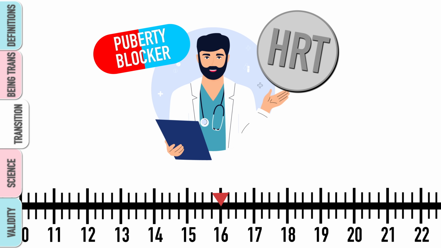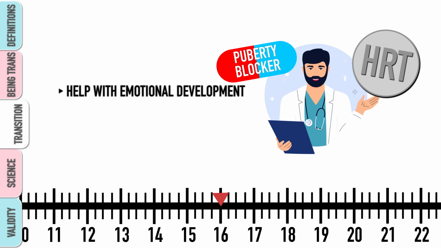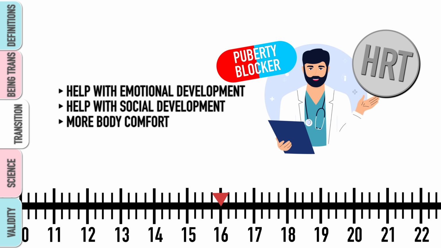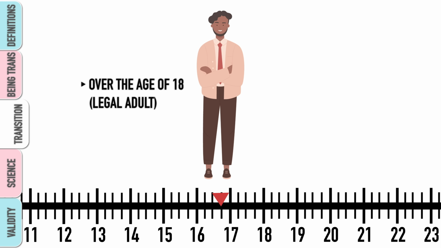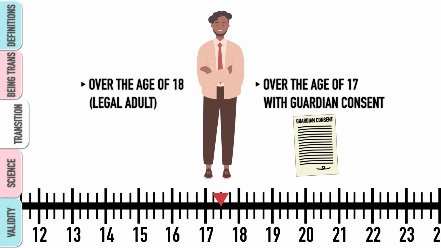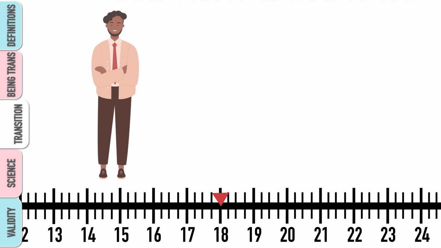Some of the benefits of puberty blockers and hormone treatment working in tandem include helping the person with emotional and social development by making them more comfortable in their body, helping combat depression, boost their self-esteem, and prevent the need for future medical transition. Once a person is over the age of 18, or over the age of 17 with parent or guardian consent, a transgender adult can consider further medical transition.